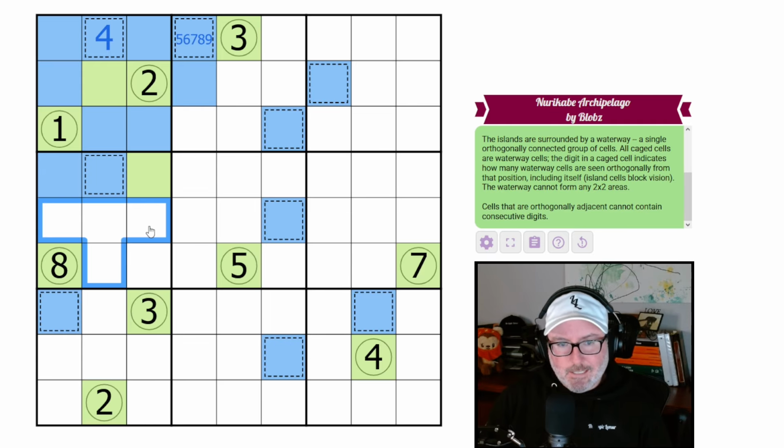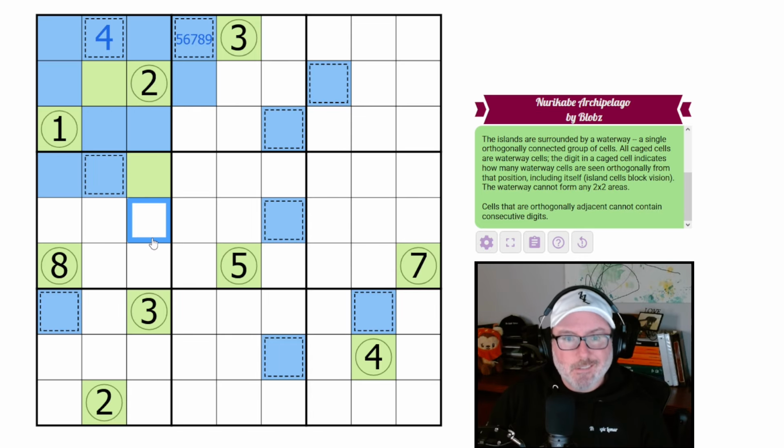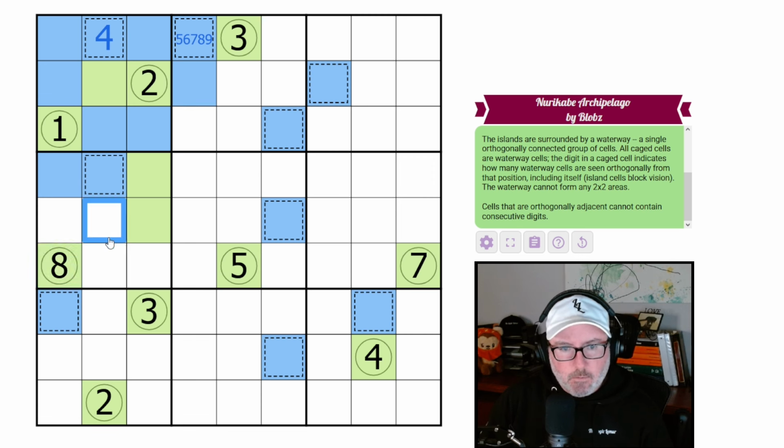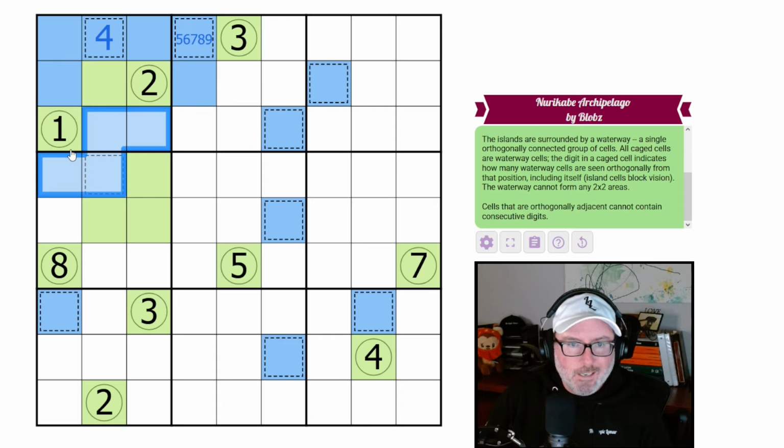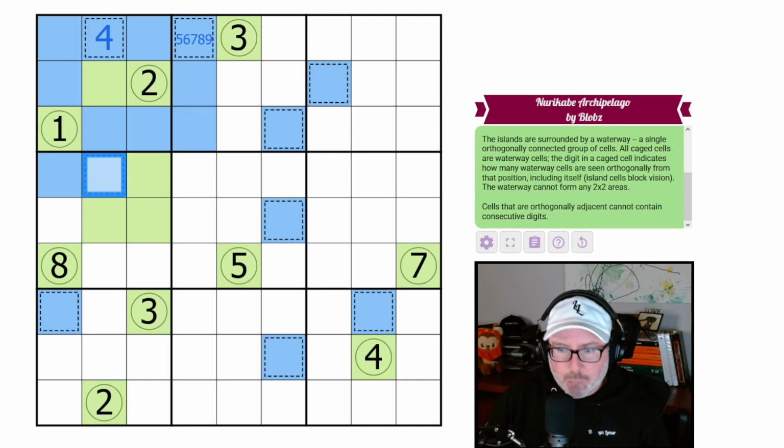And since it's a little choke point here, this has to be part of the 8 and it has to be an island. We don't know if it goes this way, but it does come up here. And now we know that this piece of water has to get out and it can't go down here, so it goes here. And this guy here just sees 3. So it's a 3.